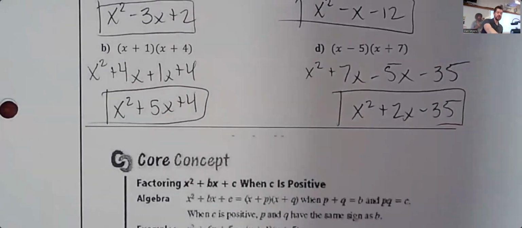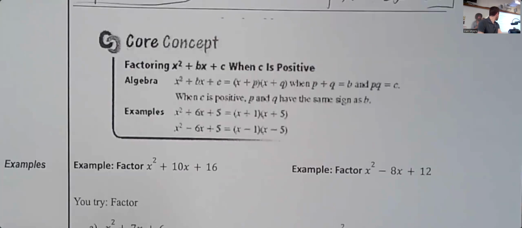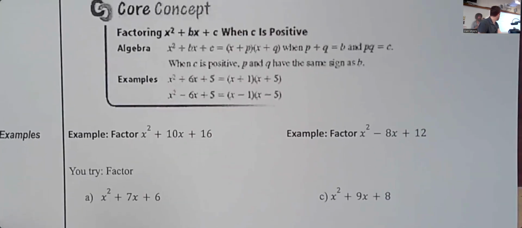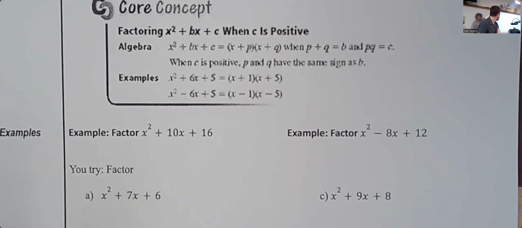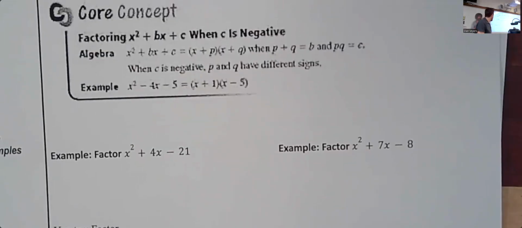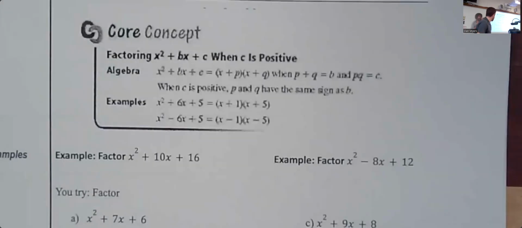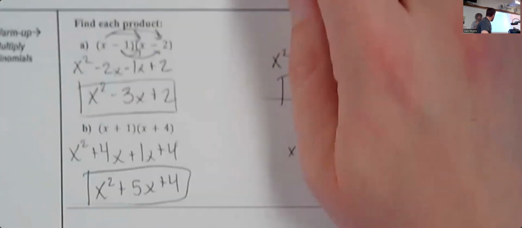But let's go ahead and talk about what we're working on today. And that has to do with factoring. And so we're going to be factoring x squared plus bx plus c. And it says when c is positive. Here's the thing, c doesn't need to be positive. On the back page, you'll see when c is negative as well. Most of the time, the big thing we're talking about today is not the value of c. The big thing we're talking about today is the value of a.